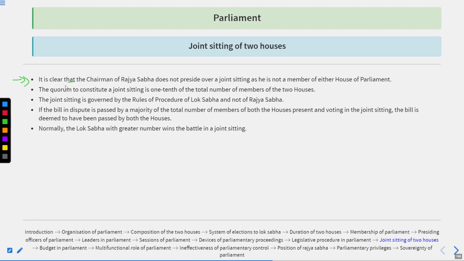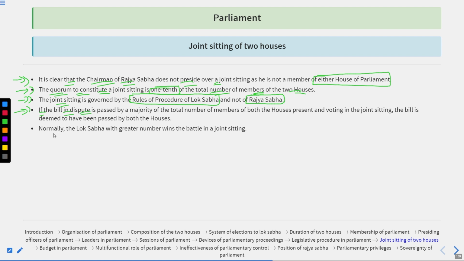It is clear that the chairman of Rajya Sabha does not preside over the meeting because he is not a member of either House of Parliament. The chairman of Rajya Sabha is by default the Vice President of India, and being the Vice President of India, he is by default the chairman of Rajya Sabha. Thereafter, the quorum to constitute a joint sitting is 1/10 of the total number of members of the two houses. The joint sitting is generally governed by the rules of procedure of Lok Sabha and not of the Rajya Sabha.